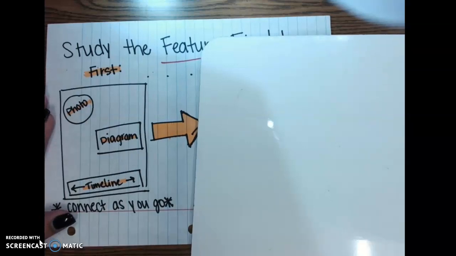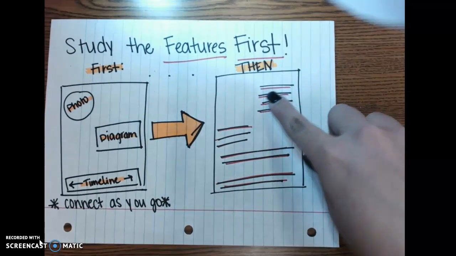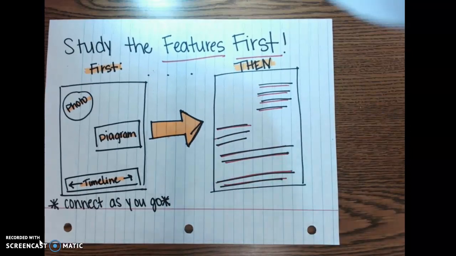Then our second step is to look at the text. It's broken up into sections, and we need to look there next. There are sometimes subheadings that you want to look at, and they'll give you a general idea before you start reading.